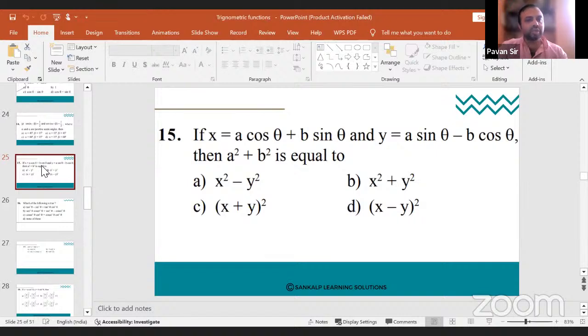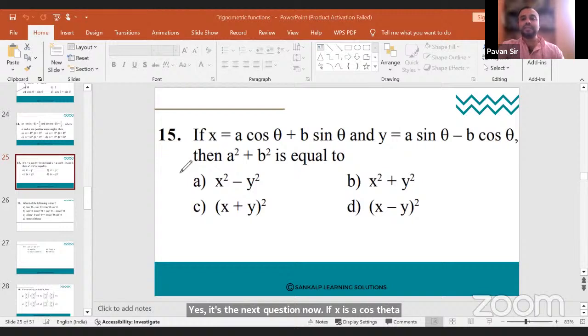Yes, it's the next question now. If x is a cos theta plus b sin theta and y is a sin theta minus b cos theta, then a square plus b square is equal to what? What is the value of x square plus y square, a square plus b square? So try to solve this fast and give your answer through the chat box.